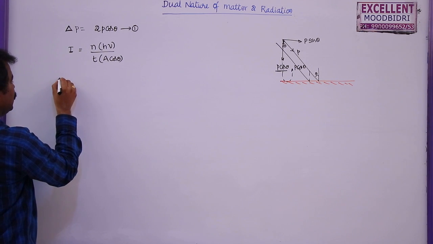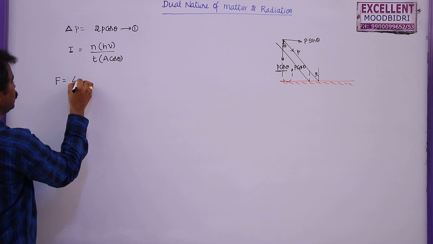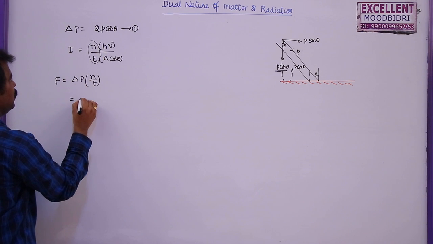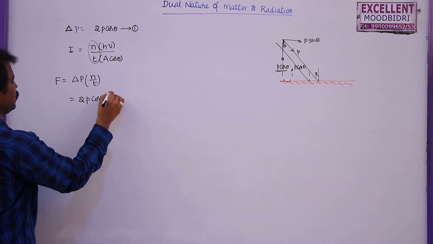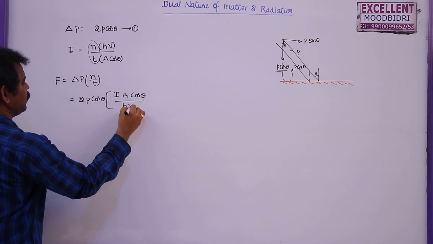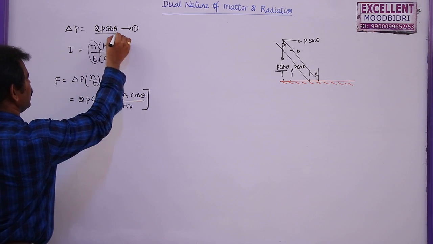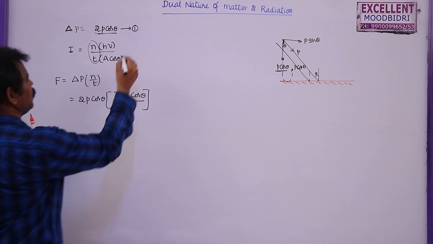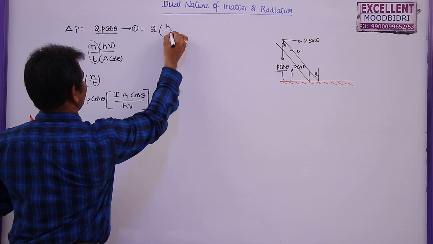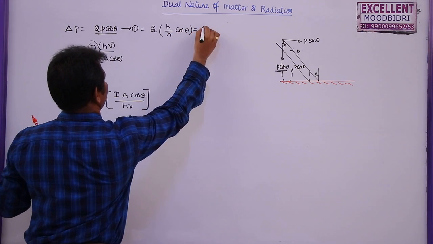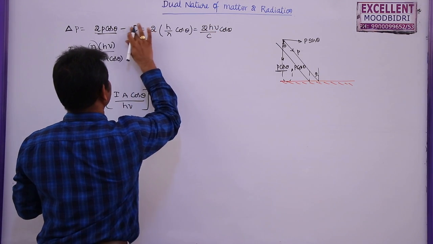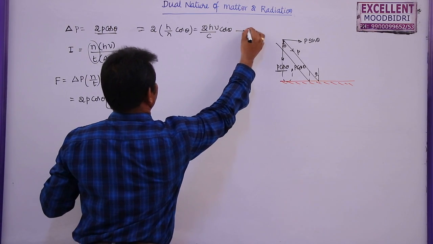So from this we can write the rate of change in momentum is delta P into n by t. Here we have n by t. This is 2P cos theta into n by t, which can be written as Ia cos theta by h nu. This 2P cos theta, we know, is equal to 2 into h by lambda into cos theta, or 2 into h nu by c into cos theta. I am going to write this as equation 1.